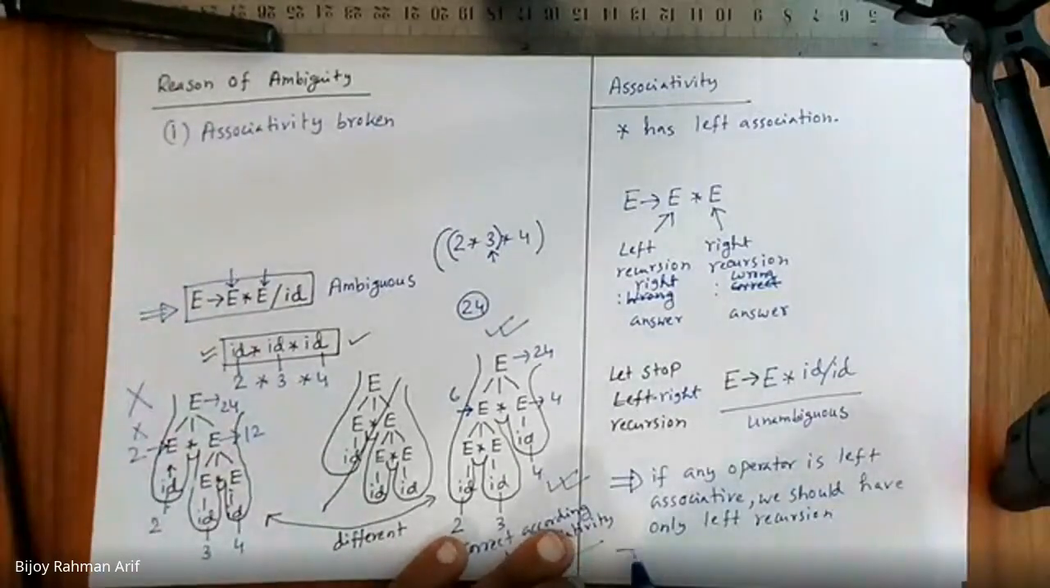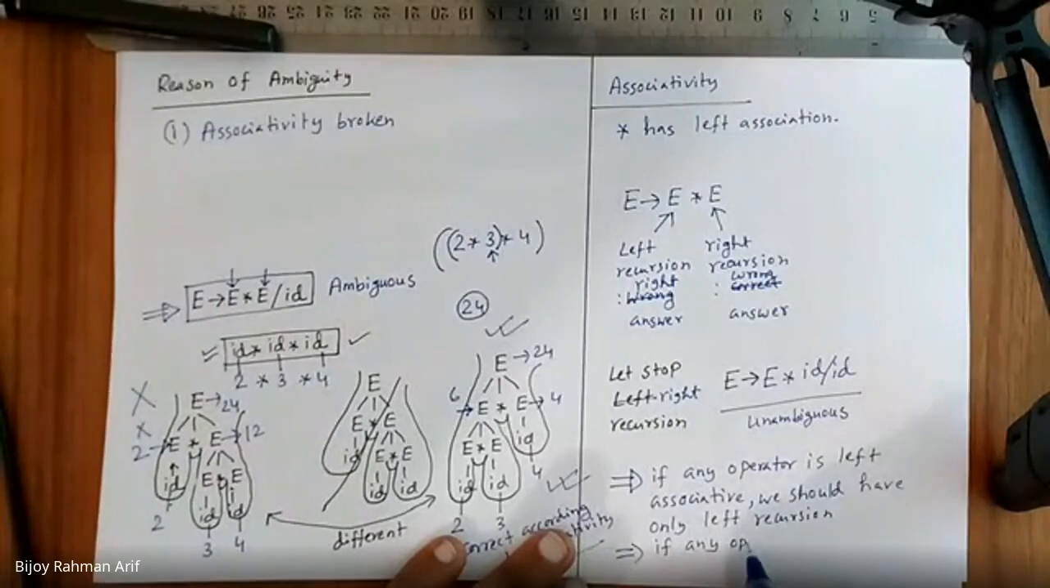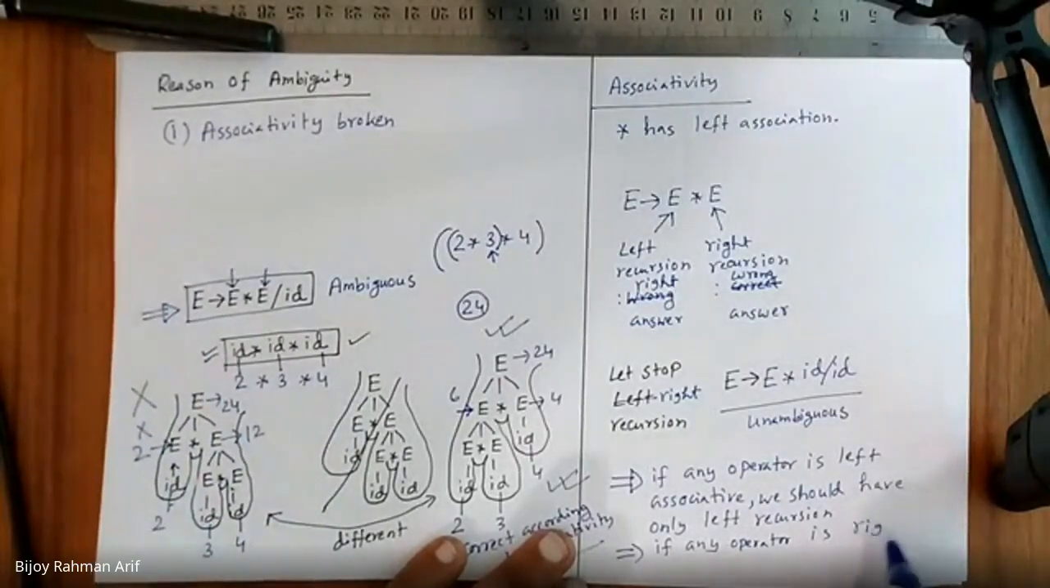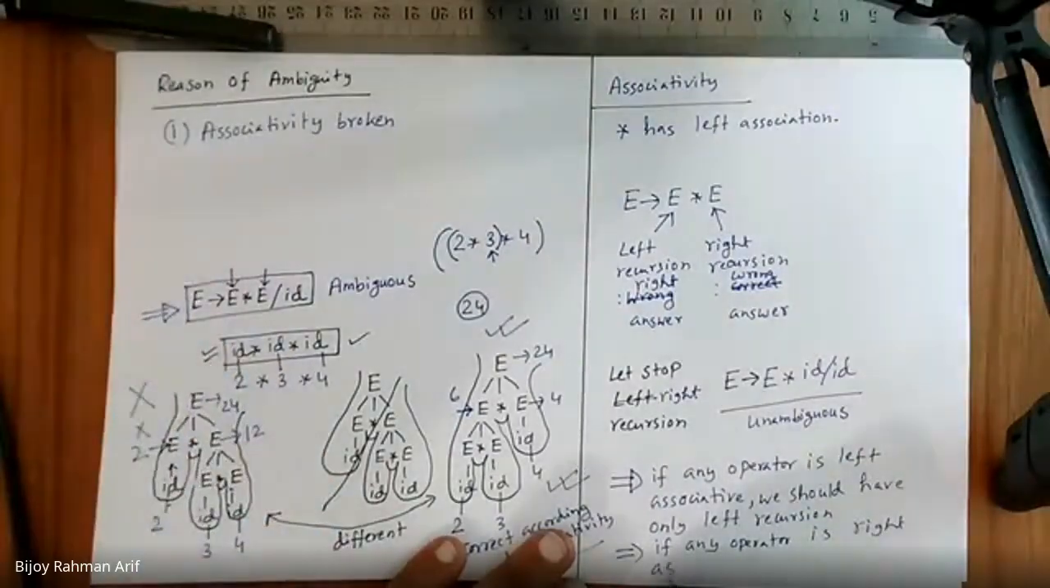On the other hand, if any operator is right associative, then we should have only right recursion.